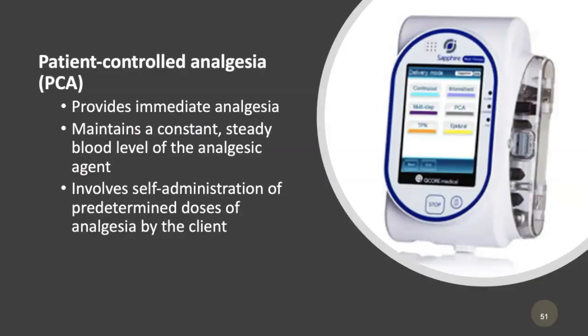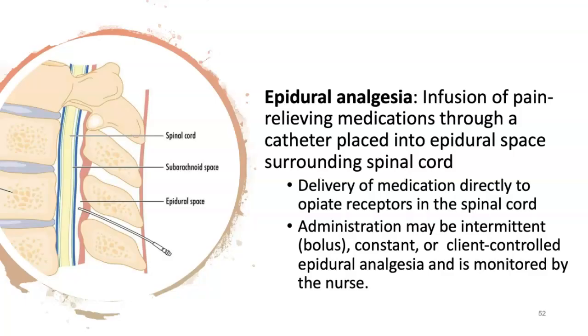A PCA pump, so patient-controlled analgesia, provides immediate analgesia. It maintains a constant steady blood flow of the analgesic agent, and it allows the patient to self-administer a predetermined dose of analgesia. So this relieves the patient's fear and anxiety, as they are in control of their pain management. So patients may have this post-surgery.